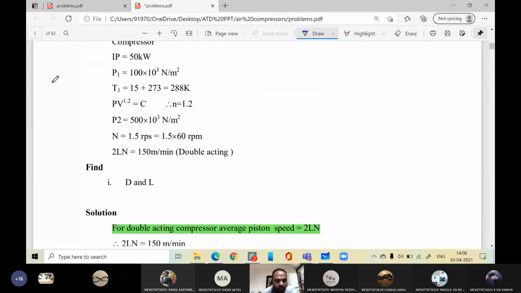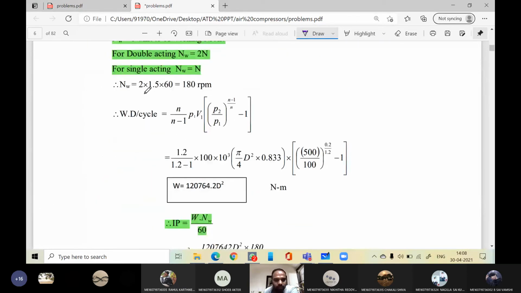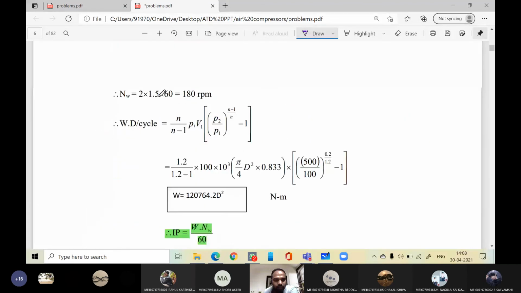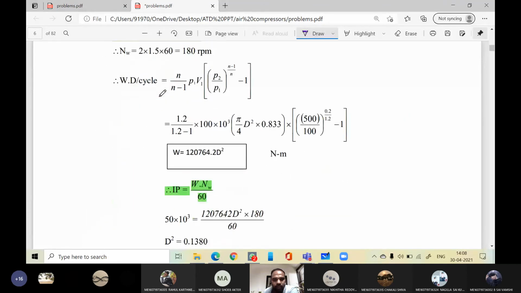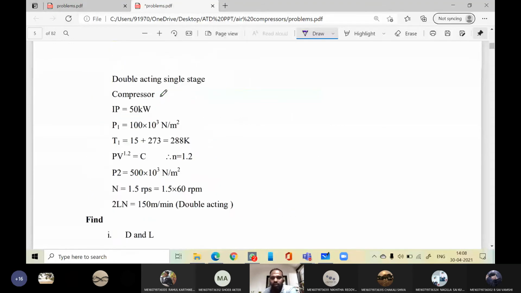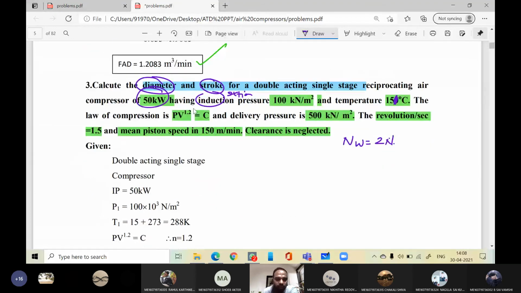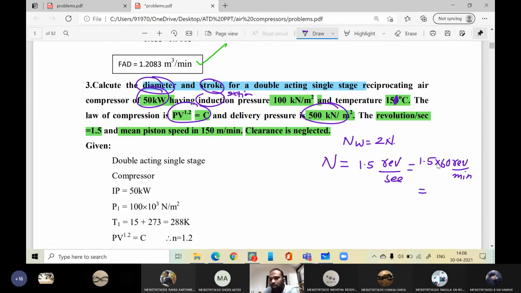Let me see what he considered. Temperature. He has not even considered it. Okay, it is wrong. It is 15 degree only, 15 degree centigrade. The law of compression is PV power 1.2 equal constant. The delivery pressure is 500 kilonewton, and the revolutions per second N value is given as 1.5 revolutions per second. If you want revolutions per minute, 1.5 into 60, so you will get around how much? 90 RPM. Capital N is equal to 90 RPM.